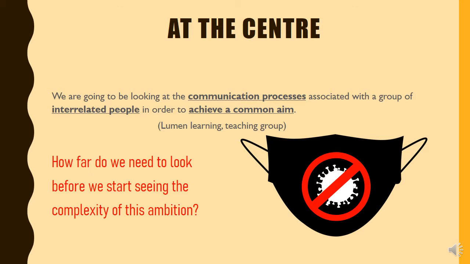So we're seeing a face mask, and I pose this question: how far do we need to look before we start seeing the tension or complexity in this ambition of looking at the communication of interrelated people to achieve this common aim? I suspect you will know, even from the fact that I've asked this question, that we're obviously dealing with people, and people are complicated, and then we have layers of complication with this idea of achieving a common aim. So clearly there are varied pressures that shape how we've organised, and that's a good starting point, a good place to start looking.